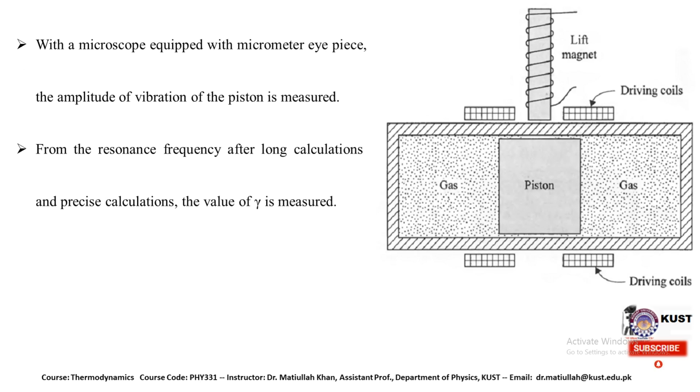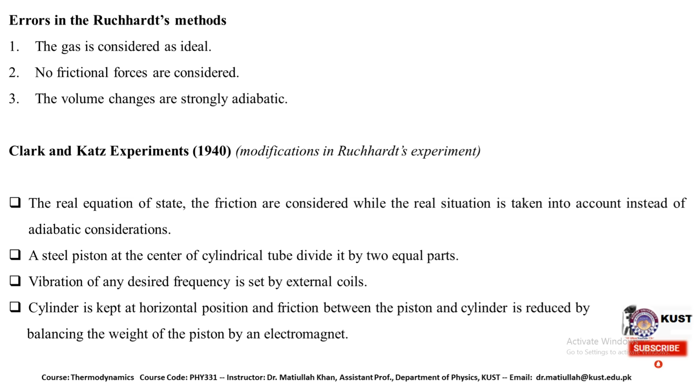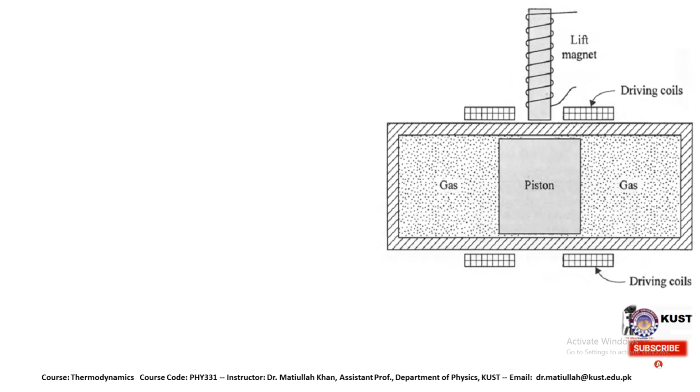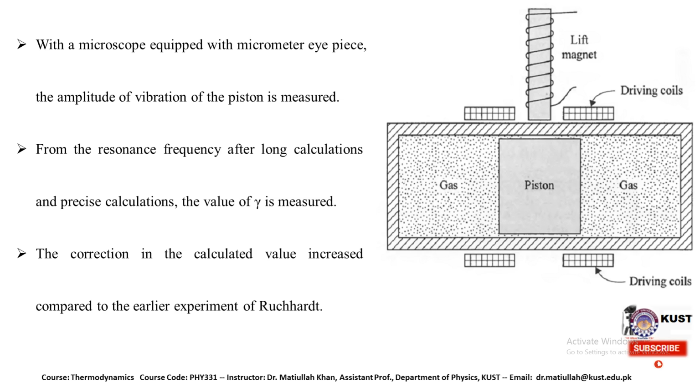These three reasons are: the first is that the gas is not considered ideal, the second is that frictional forces are taken into account, and the third is that volume changes are considered as real volume changes instead of ideal changes. So this is about the Clark and Kitts experiment that was performed to find the value of gamma, the ratio between heat capacity at constant pressure and constant volume.